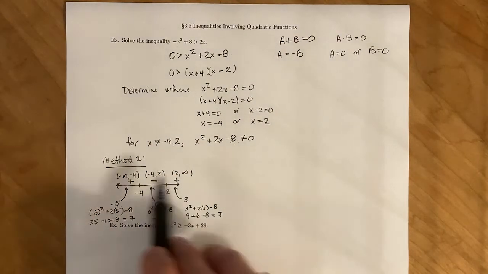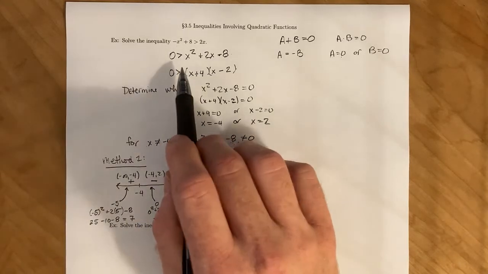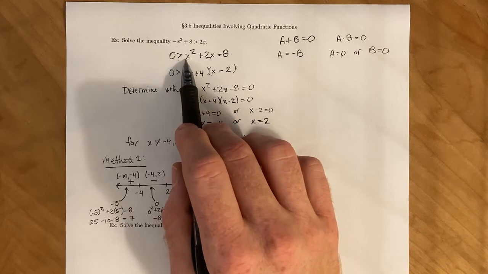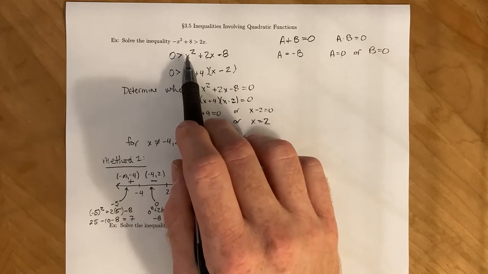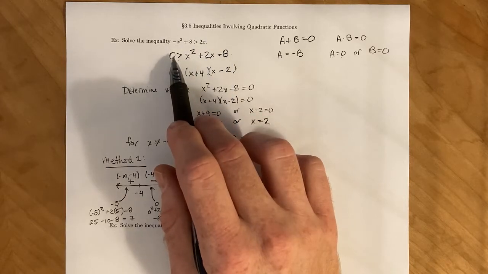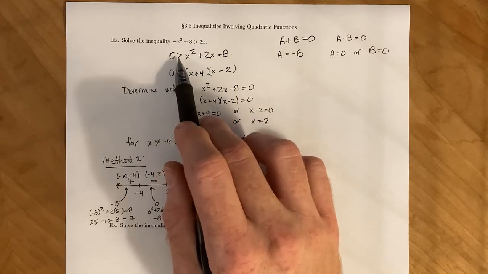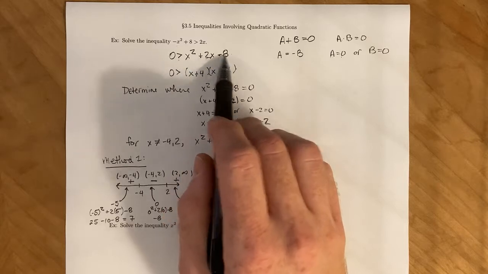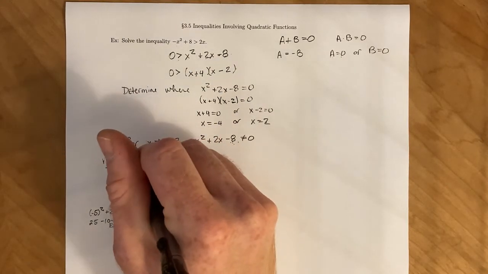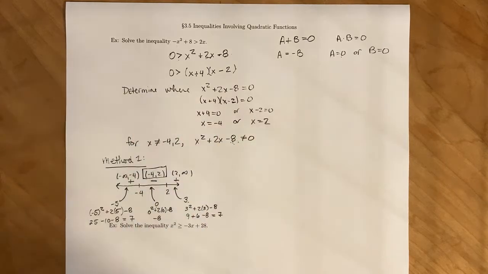So we now have enough information to solve this question over here. We want all x values that make x squared plus 2x minus 8 to be a negative number, right? Because if 0 is larger than that, that means that this has to be negative. We come down to this number line, and this interval right here is going to be our answer.